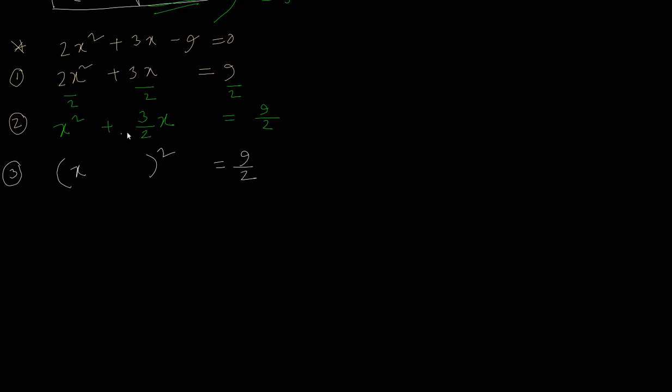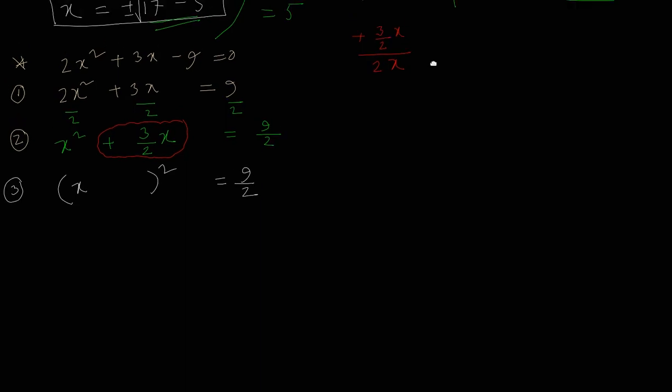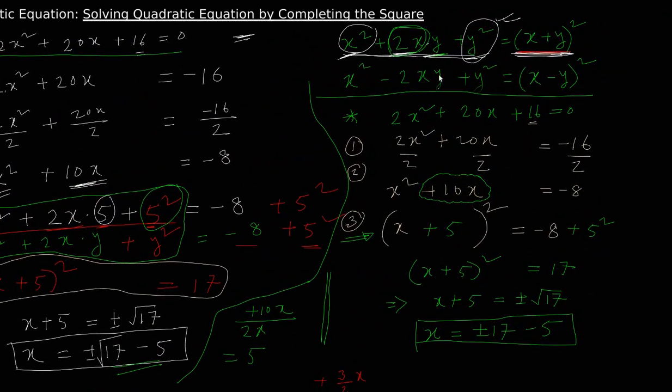Now as I said before, I am going to pick the second term with the sign. So what I have here is positive 3 over 2x. Let's write it down here. It is positive 3 over 2x, and I am going to divide this by 2x. I hope you remember that I am dividing this by this 2x.